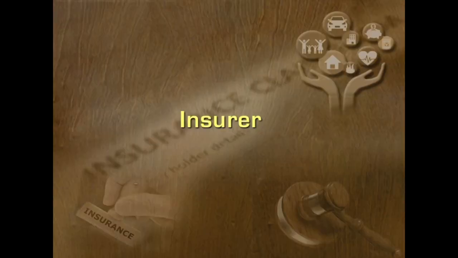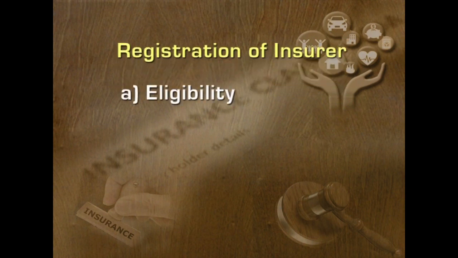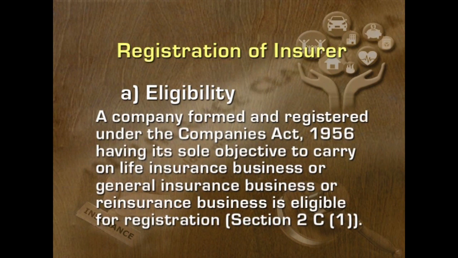Now let us know about the insurer. Registration of the insurer. Eligibility. No insurer shall undertake the insurance business without having a registration certificate issued by the Insurance Regulatory and Development Authority according to Section 3. A company formed and registered under the Companies Act 1956 having its sole objective to carry on life insurance business or general insurance business or reinsurance business is eligible for registration.